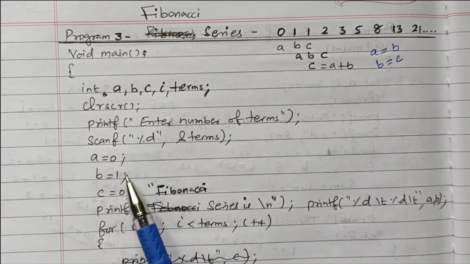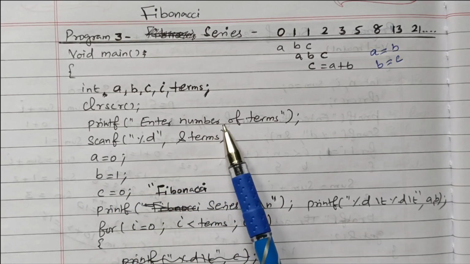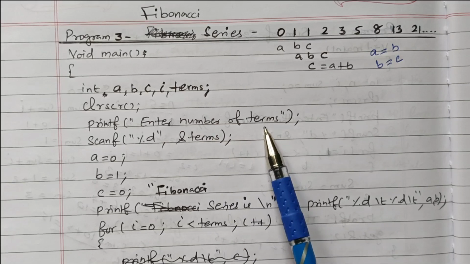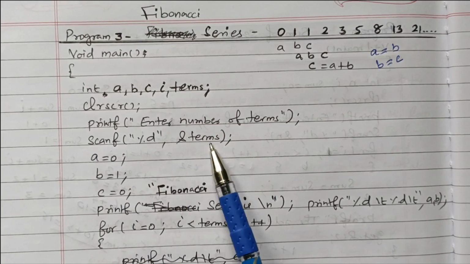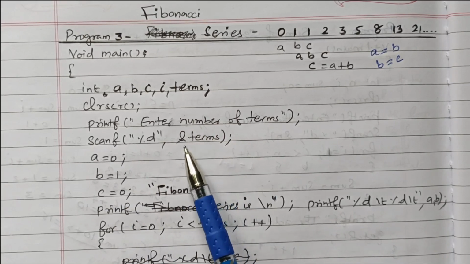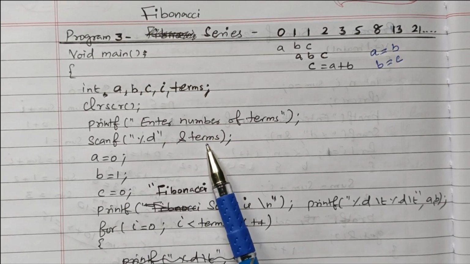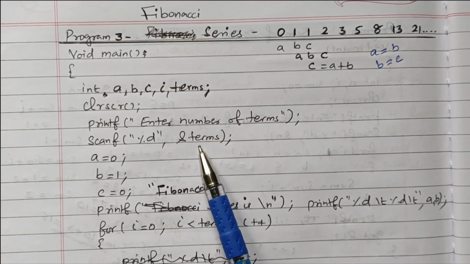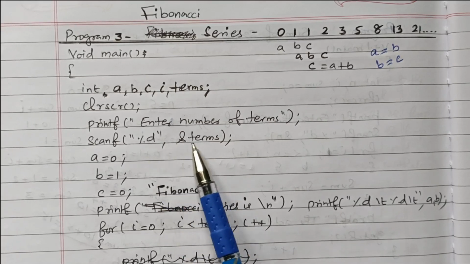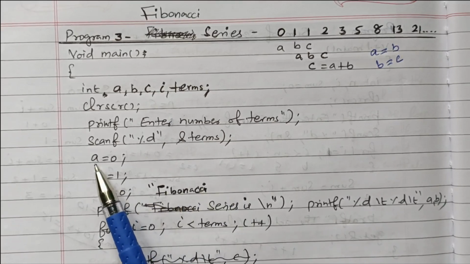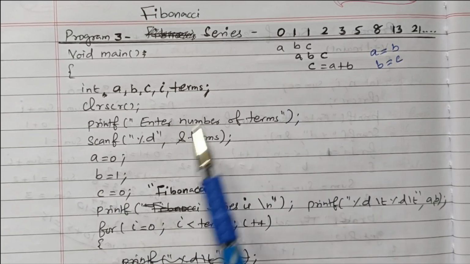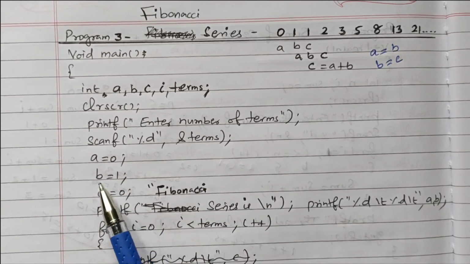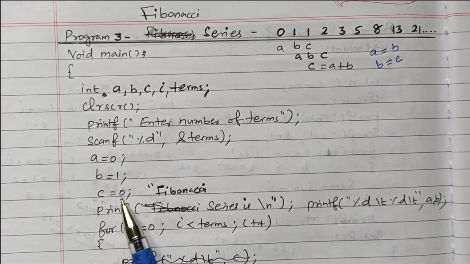After clear screen, we ask the user to enter the number of terms. How many terms are needed? scanf %d and address of term. What the user enters is stored in the variable term, located at that particular address. Now we got the number of terms, so we need to assign the values: A equal to 0, B equal to 1. The first two values are assigned. Then C we also assign as 0.